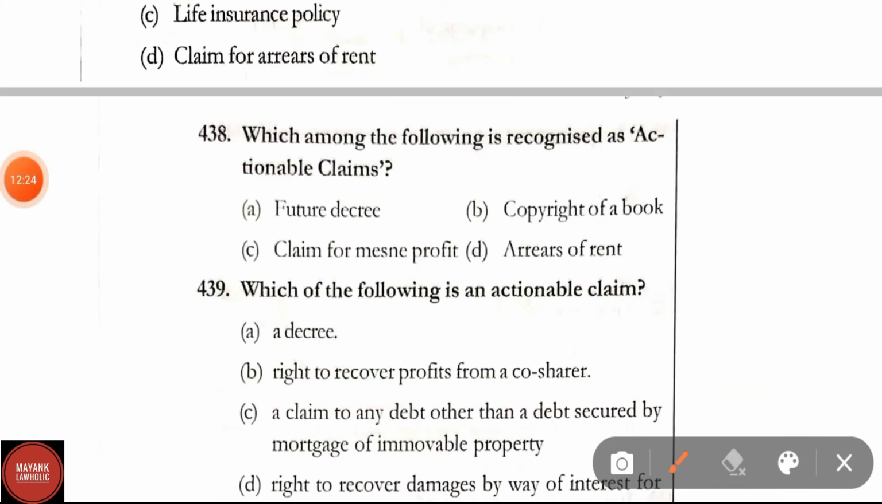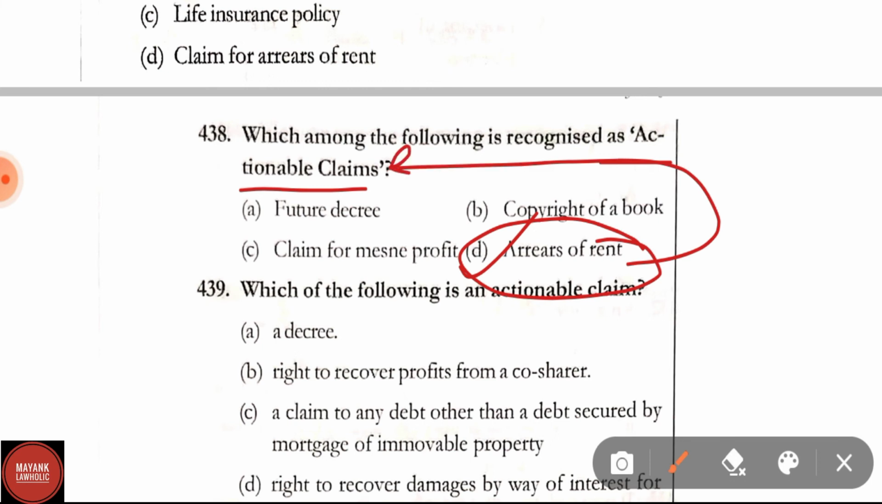Question number 438, which among the following is recognized as actionable claims? Options are future decree, copyright of a book, claim for mesne profit, arrears of rent. Correct answer is option D, that is arrears of rent is recognized as actionable claims.